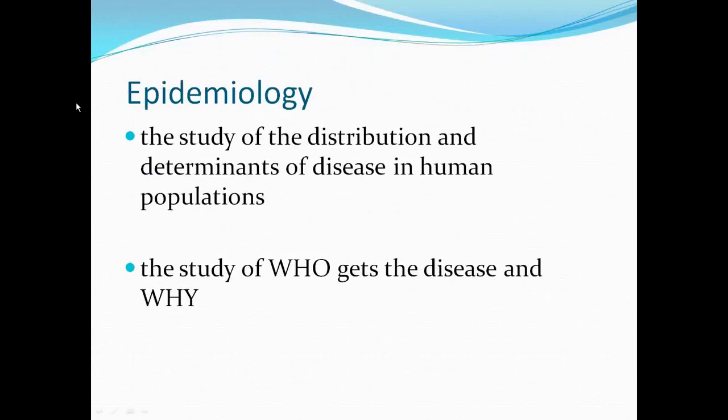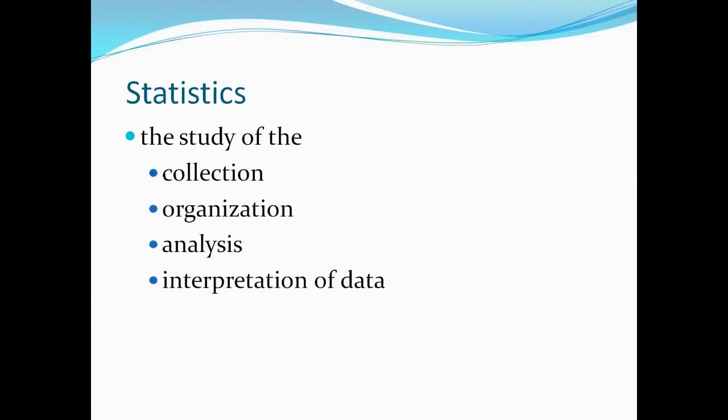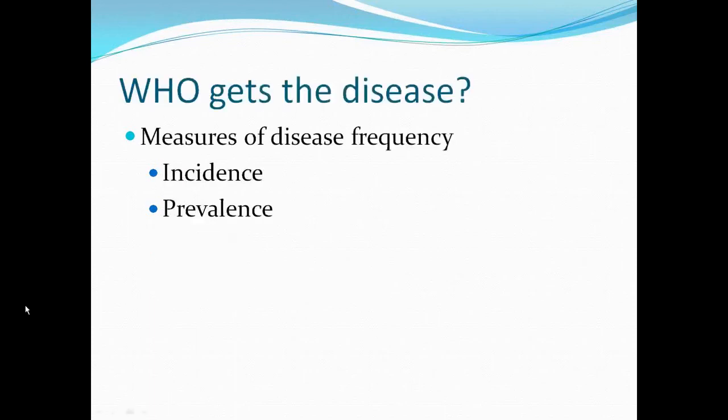So the definition of epidemiology is the study of the distribution and determinants of disease in human populations. So it's basically the study of who gets a disease and why. And statistics deals with all aspects of the study, including the planning of the data collection, the organization, the analysis, and the interpretation of data. So it's basically a form of mathematics that epidemiologists use to determine who gets a disease and the risks that might be associated with it.